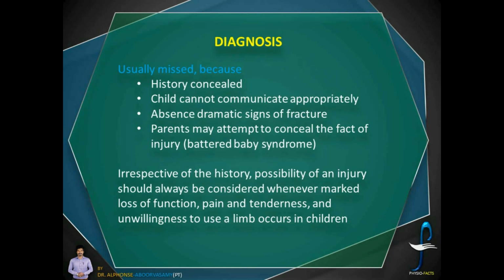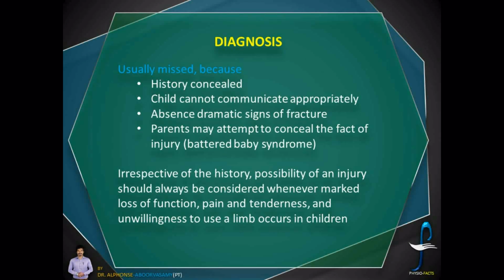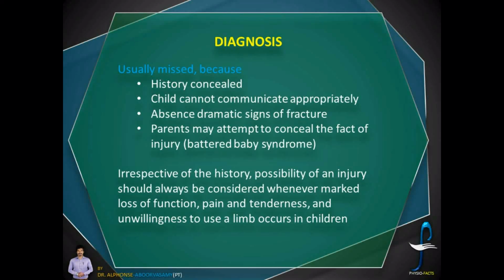So far we were reading about the types of fracture. Let us come to the diagnosis. Usually diagnosis is missed in a child because the history is concealed. It is like a secret. People are not able to understand what has happened to the child because the child cannot communicate appropriately, or due to absence of dramatic signs of fracture.